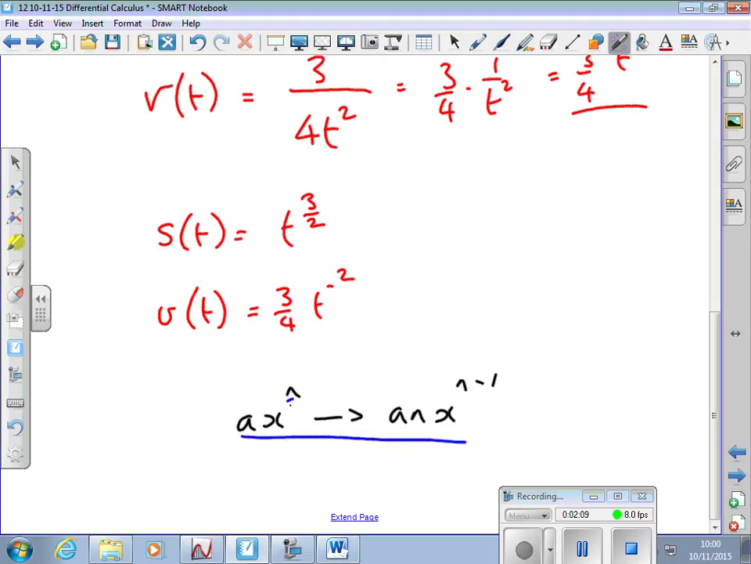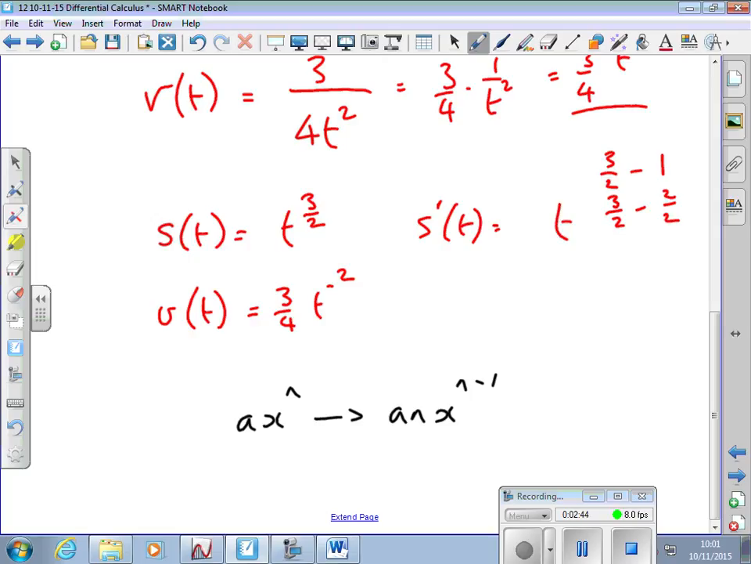I look at my power, 3/2, and I take one off it. 3 over 2 take away 1, and this is something else we have to be aware of, thinking about subtracting fractions here. Think of the 1 as 2/2, and this applies to all fraction ones. 3/2 take away 2/2 is 1/2. So the differential of s, which is s prime t, equals t to the power 1/2.